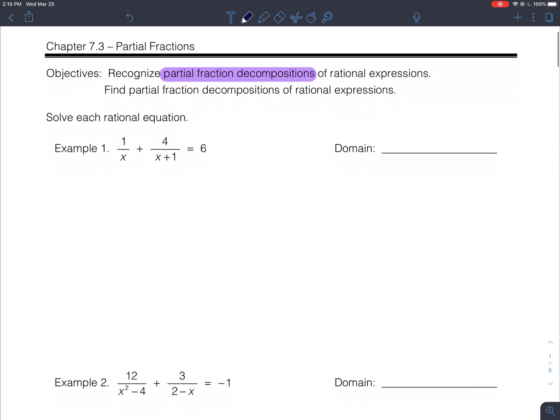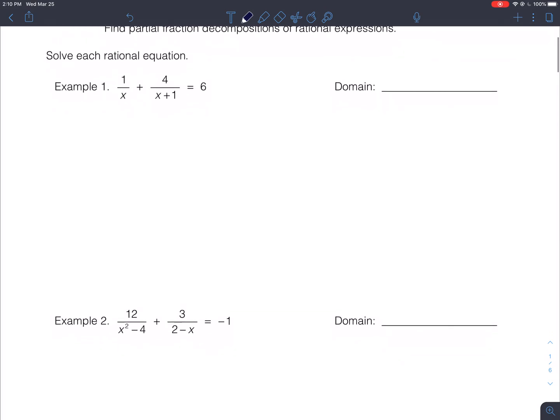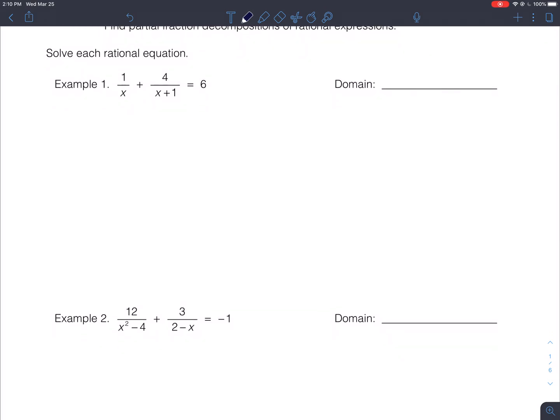Let me start out with these first couple of examples where it says solve each rational equation. In order to be able to do any of this partial fraction decomposition stuff, we have to remember and know how to solve rational equations. So something like this you would have seen in Algebra 2, you may have even seen it in Algebra 1, something like this, the first example, but we're adding 1 over x to 4 over x plus 1, supposed to be equal to 6.